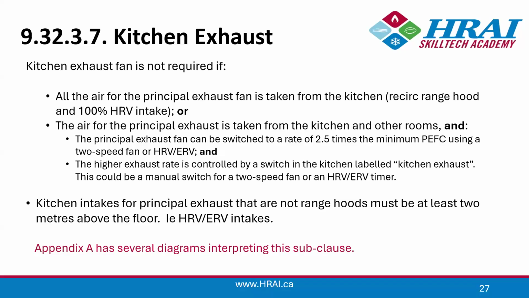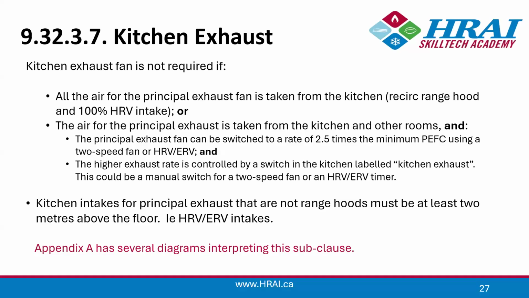And the reason why kitchen range hoods can never be principal exhaust fans is because a kitchen intake that is going to be used for principal exhaust that isn't a range hood must be at least 2 meters above the floor. If you're going to have, in other words, an HRV or ERV intake, it's got to be higher than the standard range hood height. And so therefore, the range hoods are just not high enough to be considered principal exhaust fans. I hope that wording makes sense to you. And in Appendix A, you'll find several diagrams that interpret this subclause of 9.32.